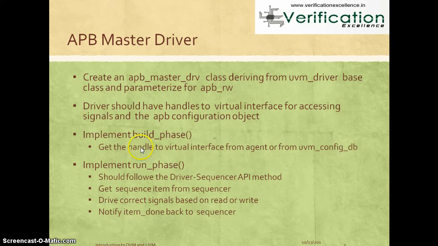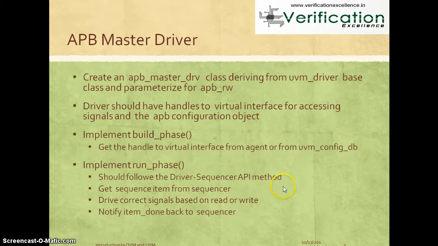The build phase is where you will actually use the config database to get the handle to the virtual interface from the agent. And in the run phase, you would actually have to implement the driver sequencer API method. So basically, you'll have to call a get next item to get the sequence from the sequencer. And once you get an item, decode it and figure out whether it's a read or a write, and then drive it on the actual protocol.